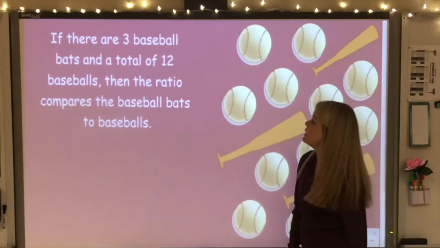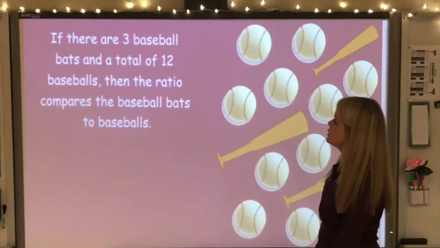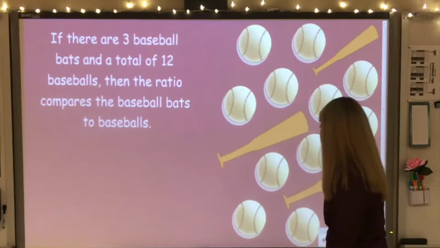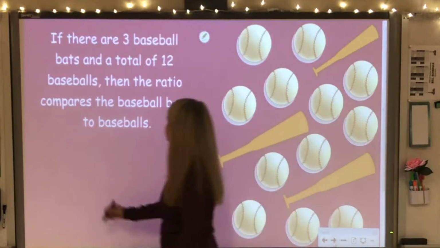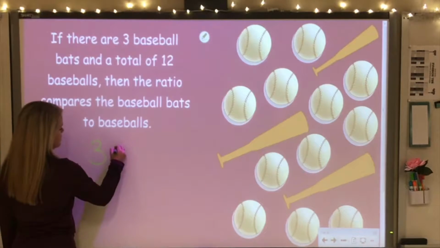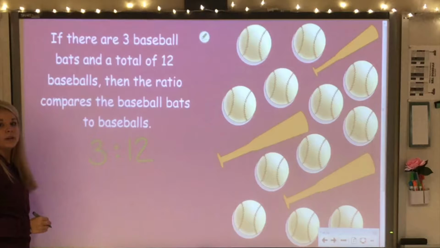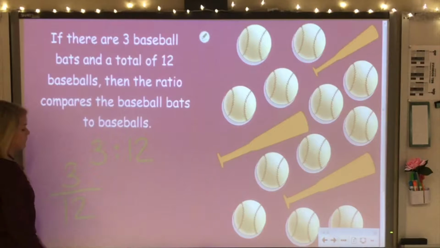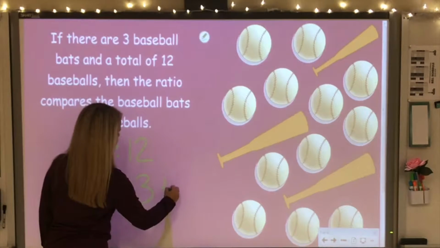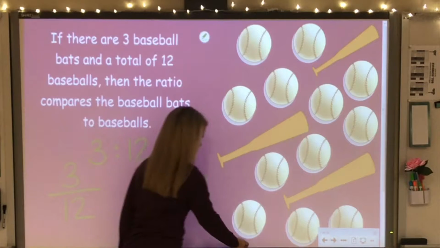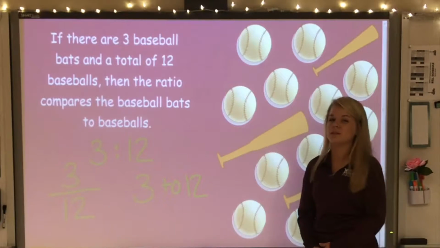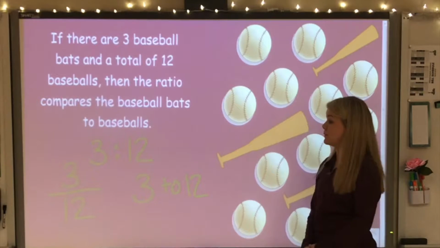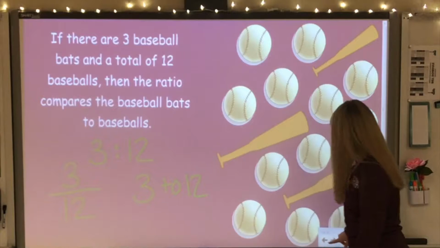Let's look at this example. If there are 3 baseball bats and a total of 12 baseballs, then the ratio compares the baseball bats to baseballs. We can write that as 3 to 12. We can write it with a colon. We can also write it as a fraction. And finally, we can write it with the word to. Now, we're not always going to be asked to write a sentence to describe the ratio. This is going to be one of many quick methods to describe the two quantities.